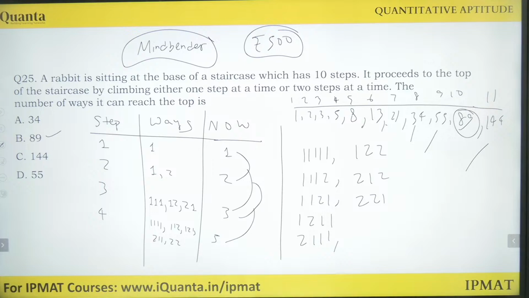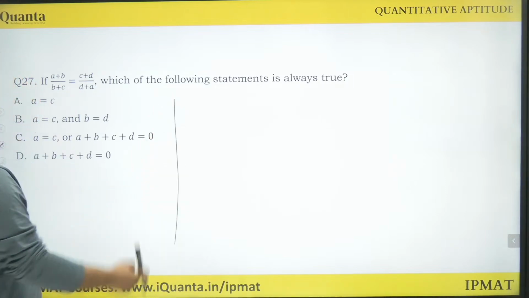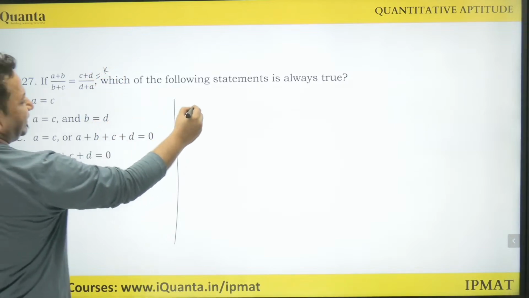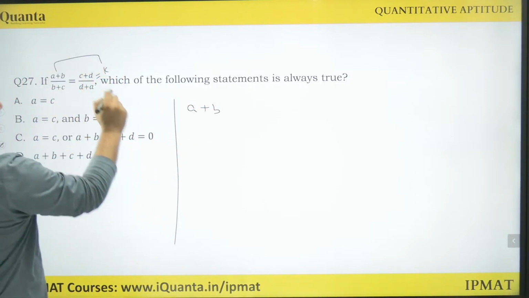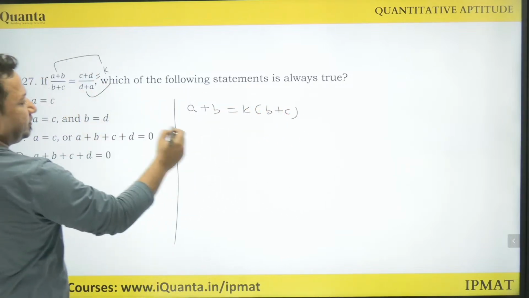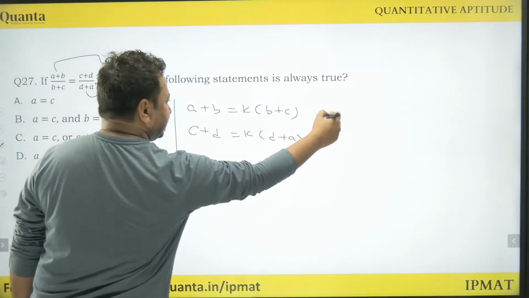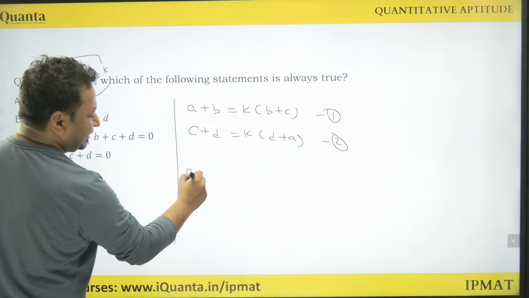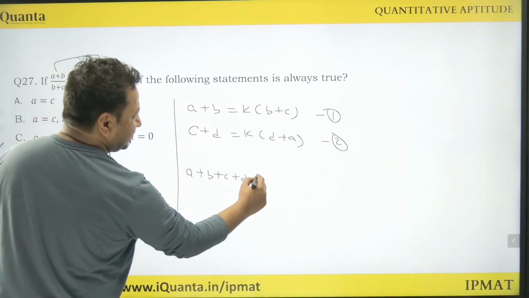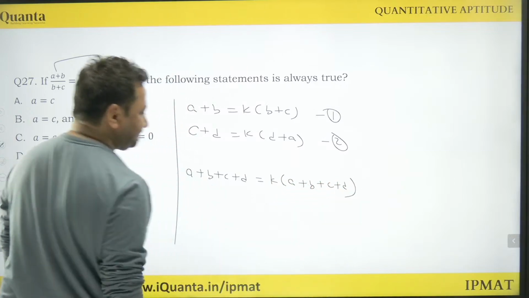Well done, guys. Coming to the next one. If (A plus B) upon (B plus C) is equal to (C plus D) upon (D plus A), which of the following is always true? So I can do one thing. I can assume these ratios to be equal to K, which means A plus B, solving for the first ratio, will be equal to K times (B plus C). And for the second ratio, C plus D will be equal to K times (D plus A). These are the first and second equations. If I add them all, I'll get A plus B plus C plus D is equal to K times (A plus B plus C plus D).